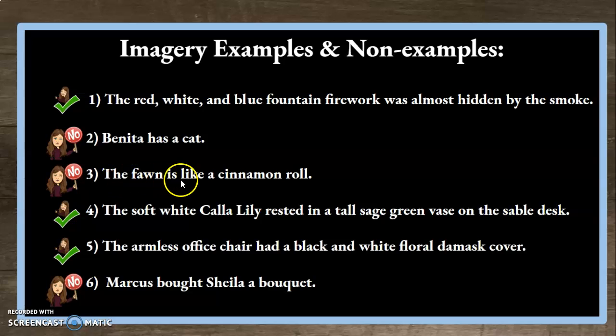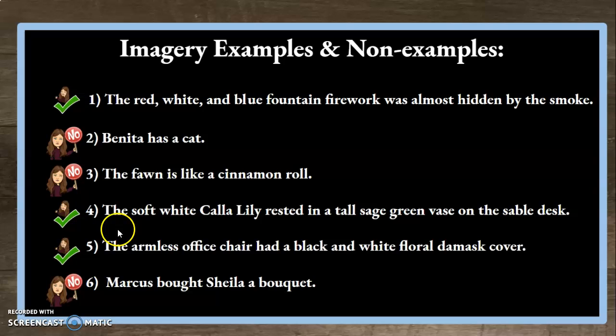Number 3, the fawn is like a cinnamon roll. This might be a start to imagery, but really there's a bigger thing going on here. Maybe you spotted it. This word like, and we have a noun in front compared to an unlike noun. This would be a simile, not imagery rather.